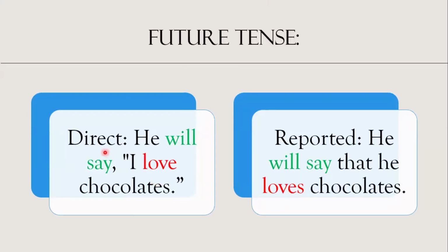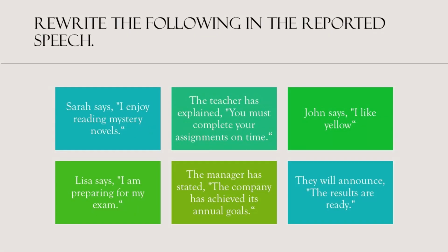Future tense. He will say. Now the reporting verb is in the future tense. "I love chocolates." In the reported speech, remember that we cannot change the tense in the original statement. He will say that he loves chocolates. Here they have used the simple present tense. Again, in the reported speech also, we have to use the simple present tense. Hope you have understood.